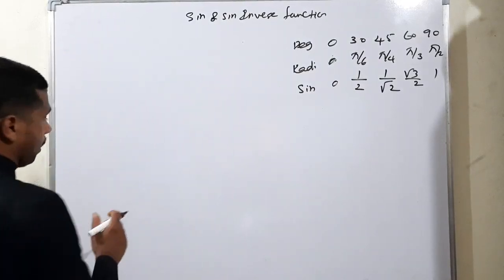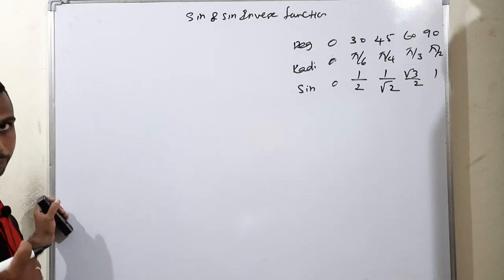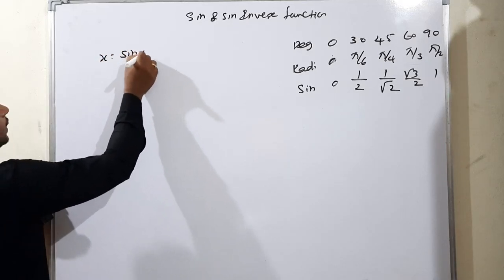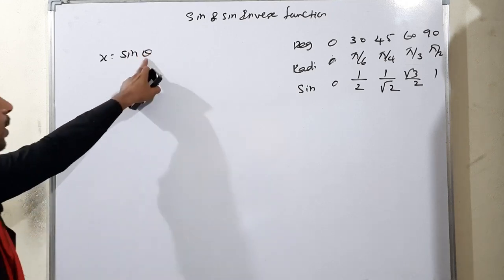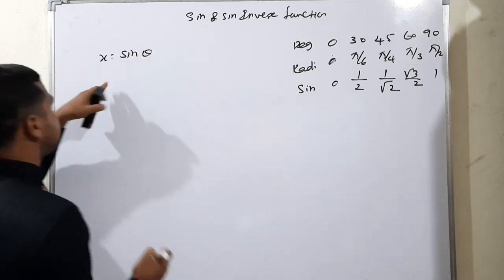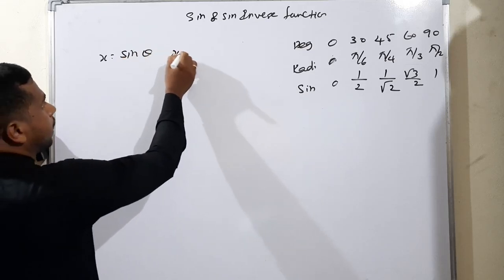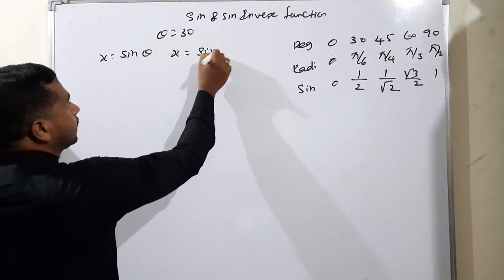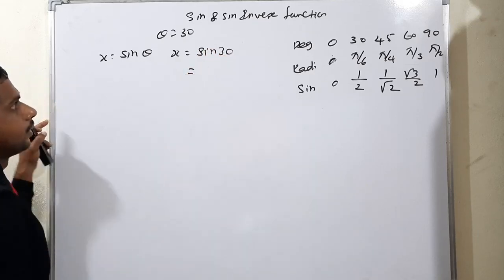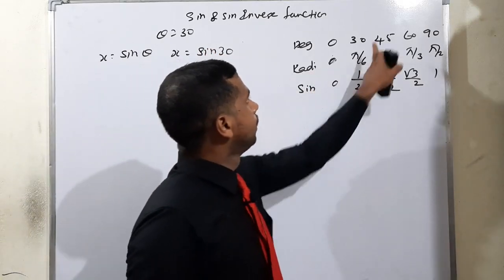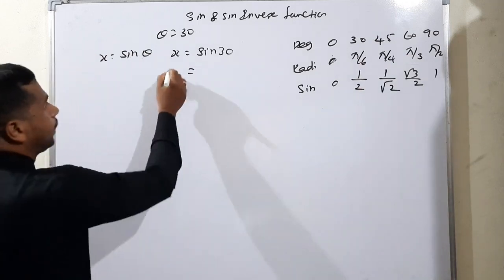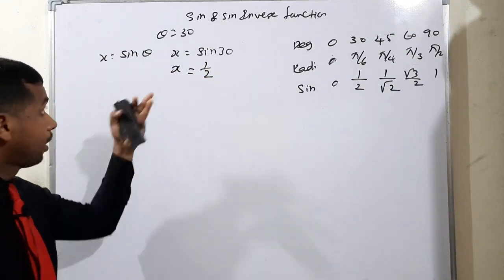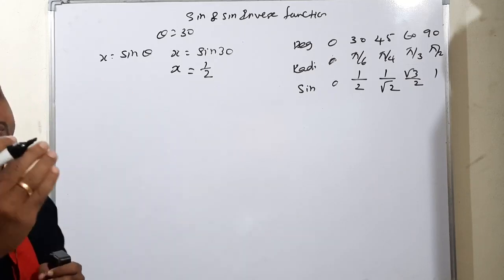Then how to go from basic trigonometric to inverse trigonometric. For example, x is equal to sine theta. If we consider theta is equal to 30, this is the basic trigonometric function, so x is equal to sine 30. Sine 30 is equal to 1 by 2, therefore we can say x is equal to 1 by 2. This is the trigonometric function.